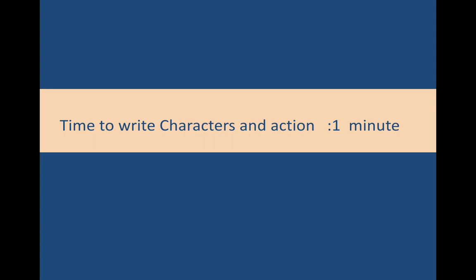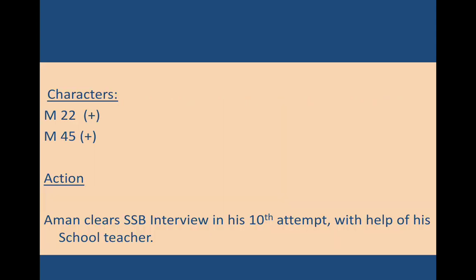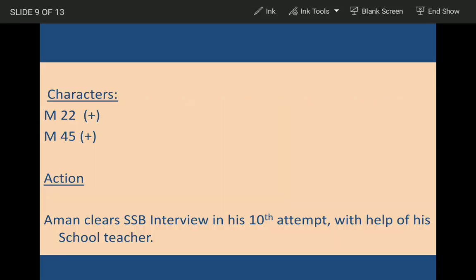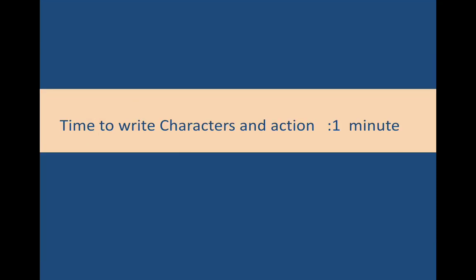So after perceiving the picture, you will get 1 minute's time to write your characters and the action. So the characters which I have assumed are M22 and M45, and M22 is my hero, and action of my story is Aman clears SSB interview in his 10th attempt with the help of his school teacher. So this is my broad plot, and now I will correlate this with the picture again. I'll clear the markings.